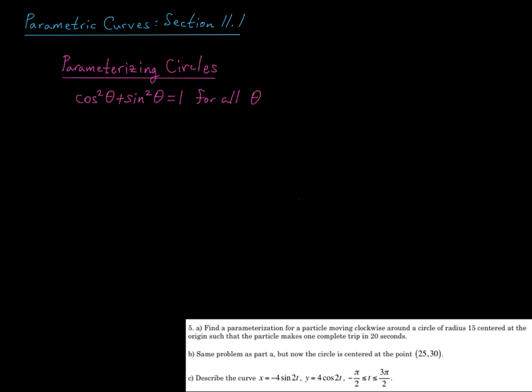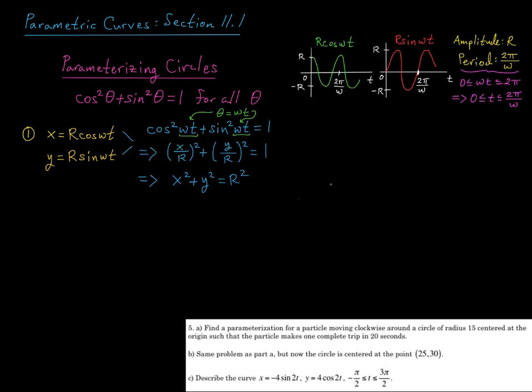So with this in mind, let's consider the parametric equations, where x is equal to r times the cosine of omega t. Here this letter that looks like a W is the lowercase Greek letter omega. And here we have that y is equal to r times the sine of omega t. All right, now given that the Pythagorean identity holds for all theta, in particular, if we set theta equal to omega t, we have that cosine squared of omega t plus sine squared of omega t is equal to 1.